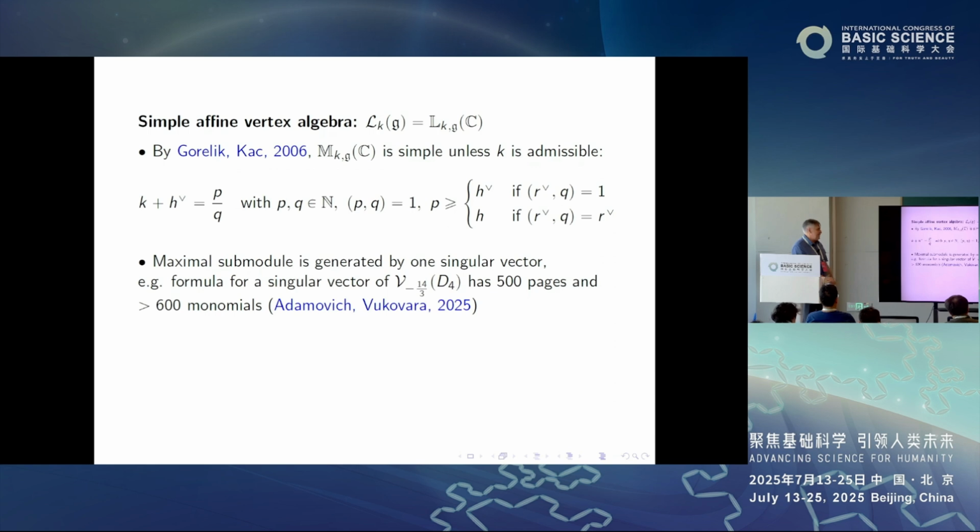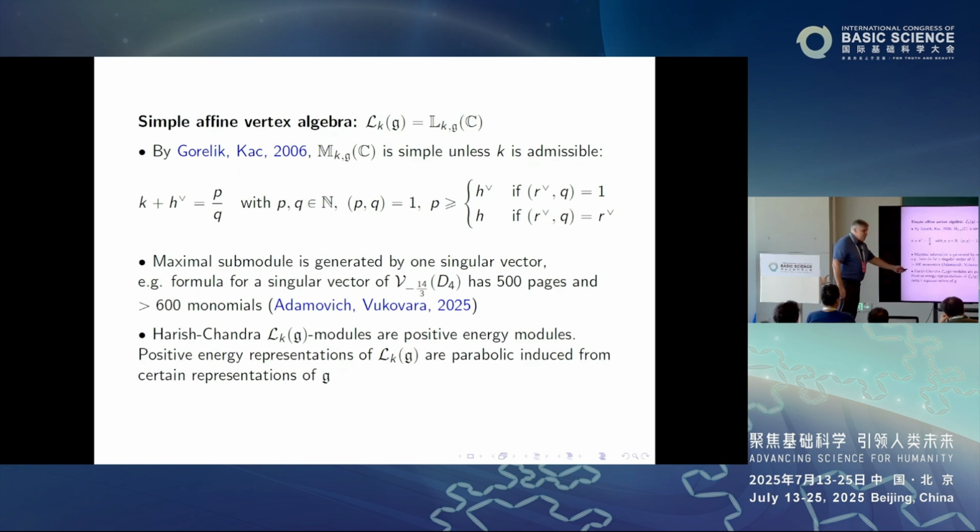Just recently, it's a curious fact, Dražen Adamović and Ivana Vukorepa showed that they constructed a singular vector in the universal affine vertex algebra for D4 and for this central charge. And so if you print it, it will be like over 500 pages, and this singular vector consists of 600 plus monomials. So you can imagine the complexity of the structure.